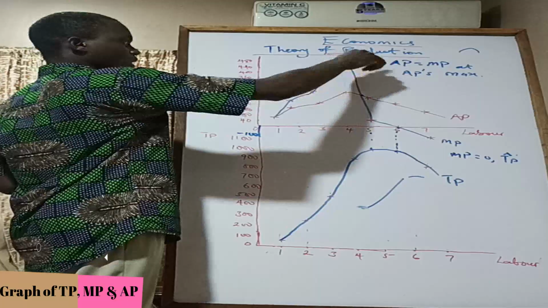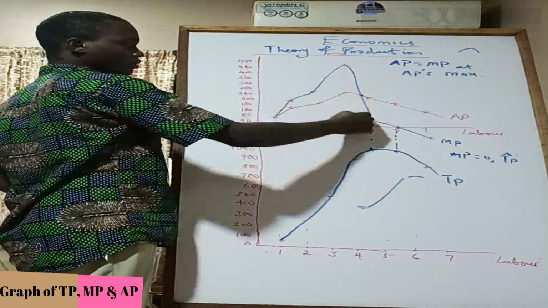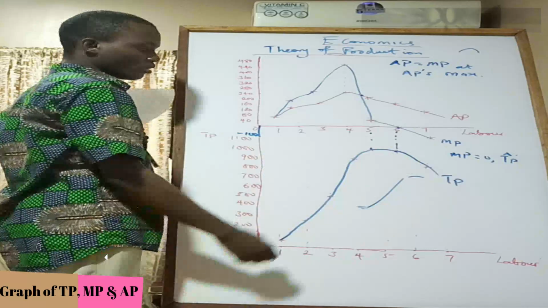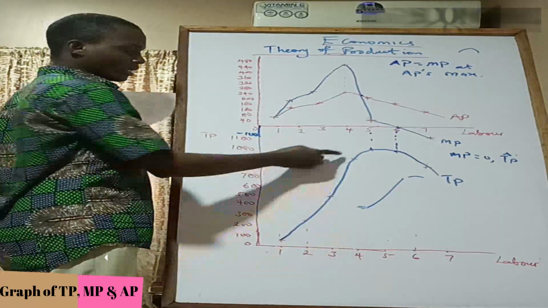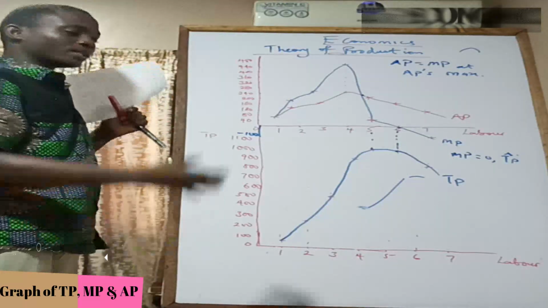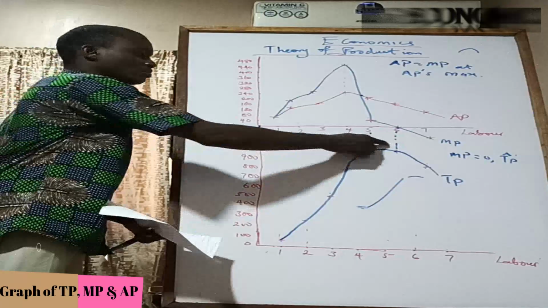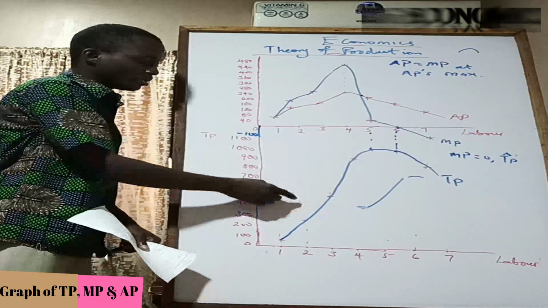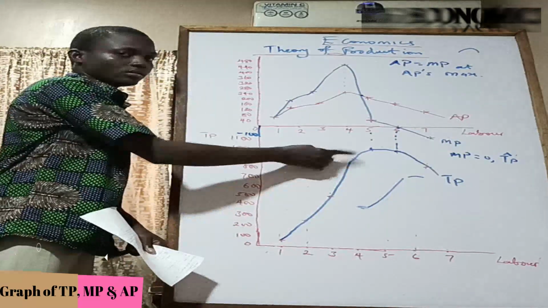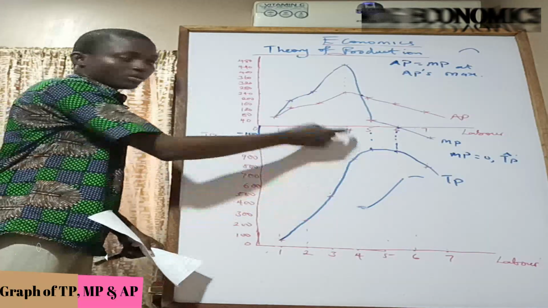As MP is falling, but not yet zero. So MP fell from here to here to here, but not yet zero. TP is still rising, like all of this part is still rising, but at a decreasing rate. So as MP is falling, but not yet zero, TP is still rising, but at a decreasing rate. So you can't compare the increase between here and here to the increase between here and here. This one is small compared to how it has been jumping from the beginning.